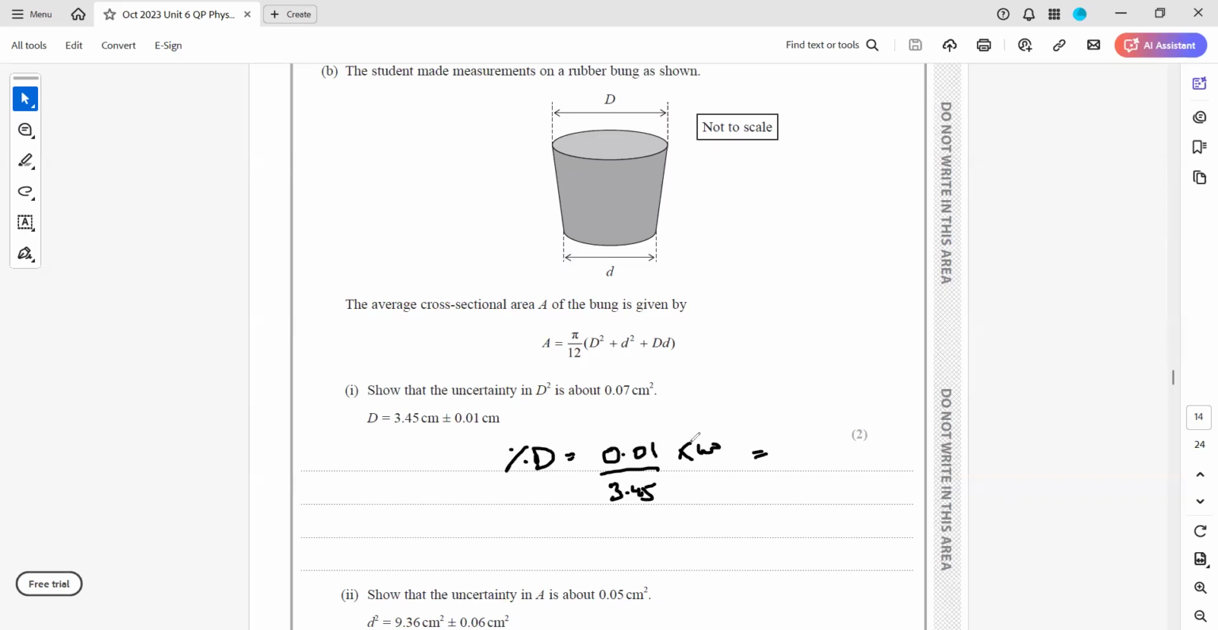What's the answer here? It's written here in the question. If you read, it's written 0.01. The value which we recorded is this. This is the value recorded and this is the uncertainty in D. First, we work out the percentage uncertainty in D, which is 0.289%. Then what about the percentage uncertainty in D square?